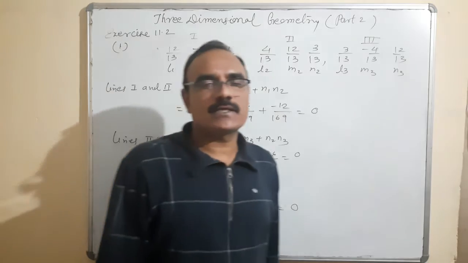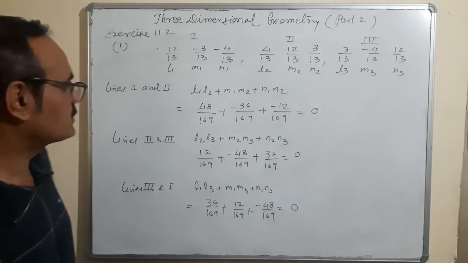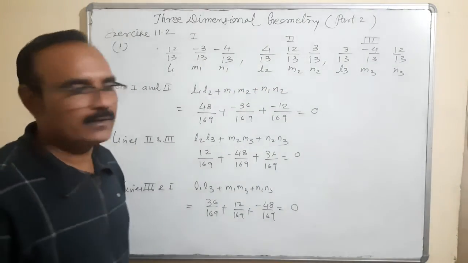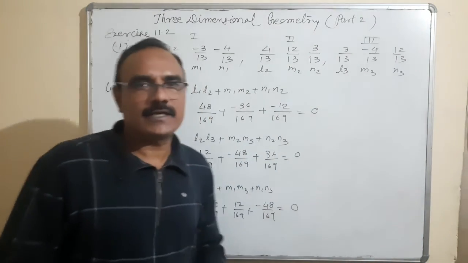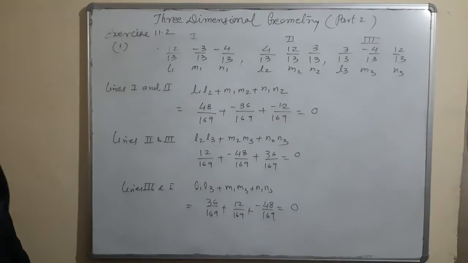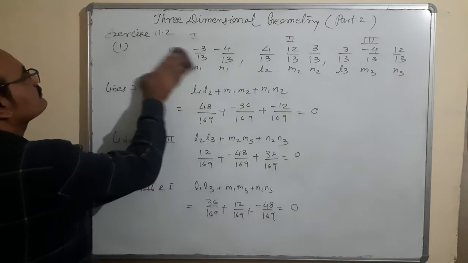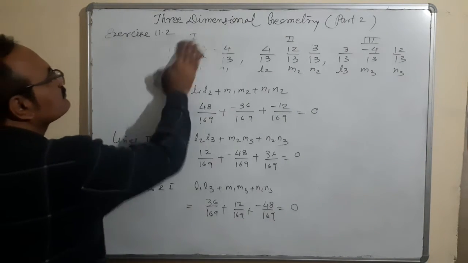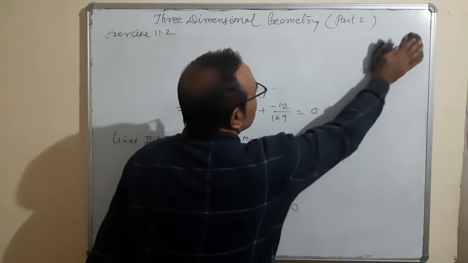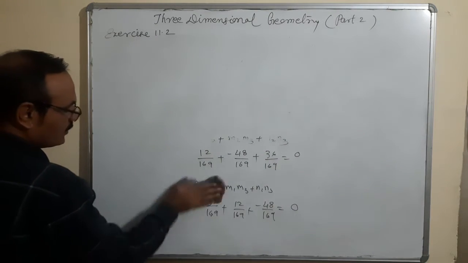So what does it mean? All three lines, whose direction cosines are given, are mutually perpendicular to each other, because the condition of mutually perpendicular is L1 L2 plus M1 M2 plus N1 N2 equal to 0. I have explained that when direction ratios are given or direction cosines are given, there is no change in the perpendicular condition. Got it? So this is the end of question number 1.